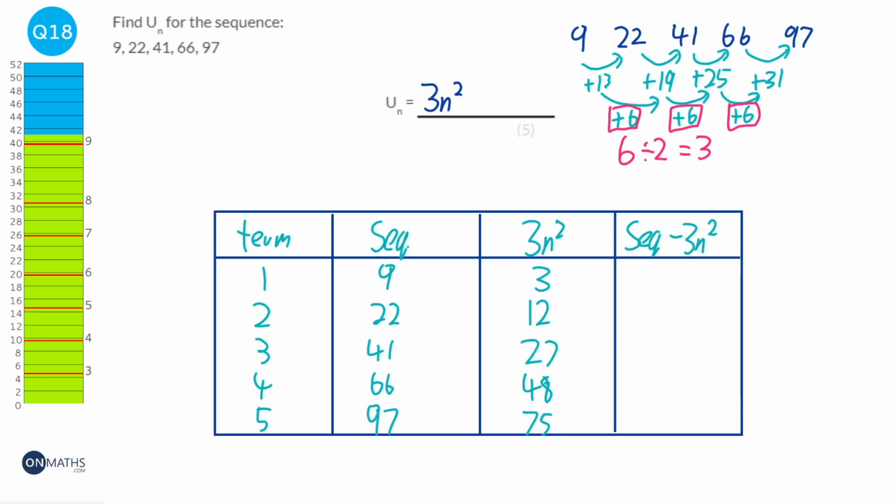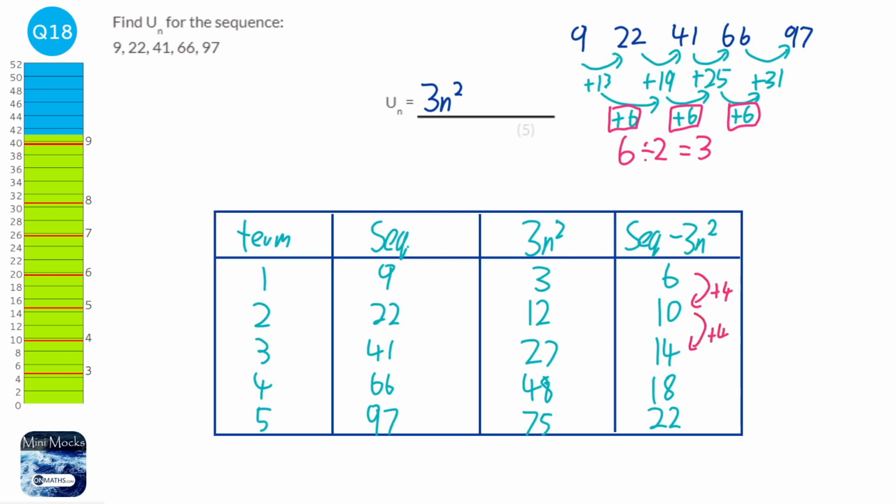So 9 take away 3 is 6. 22 take away 12 is 10. So they're not the same with this. 14, 18, 22. Now what do you notice? Well, we notice that these ones here are going up in 4s, so we've got a linear sequence here. So they're going up in 4s.